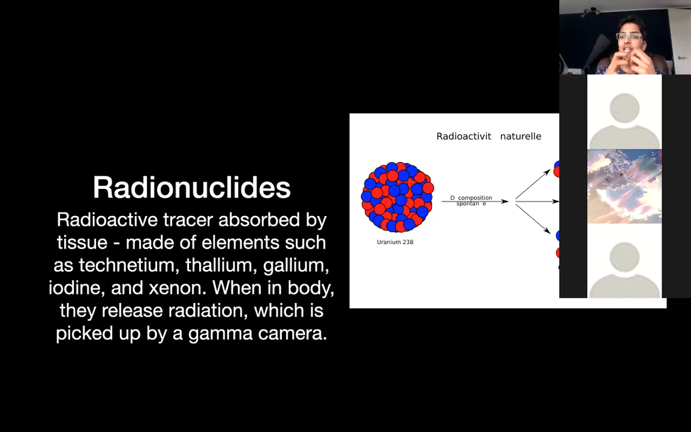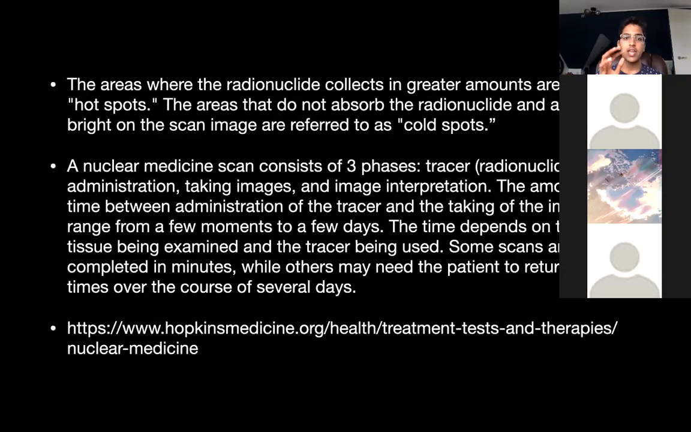When injected into the body, they release radiation, and that's what a radionuclide does. This is normally gamma radiation, and this is picked up by a gamma camera. The areas where the radionuclide collects in greater amounts are called hotspots, and these areas are shown more brightly in a gamma camera. But the areas that do not absorb radionuclides and are dark on the scan image are referred to as cold spots.